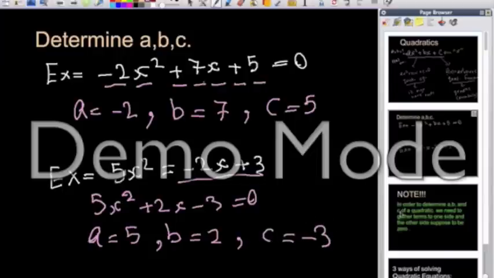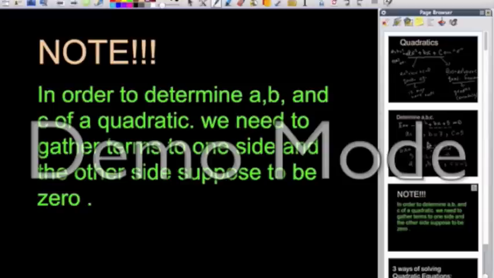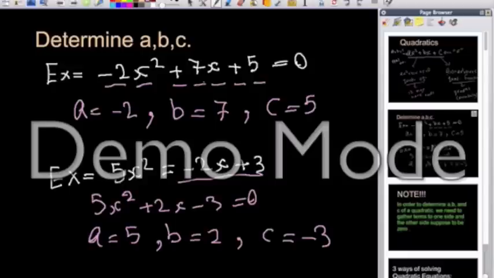Okay, and there is a note that you need to know, which is that in order to determine a, b, and c of a quadratic, we need to gather terms to one side and the other side is supposed to be 0. That's what we did in this case.